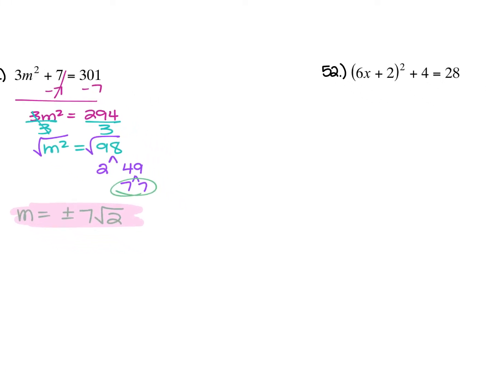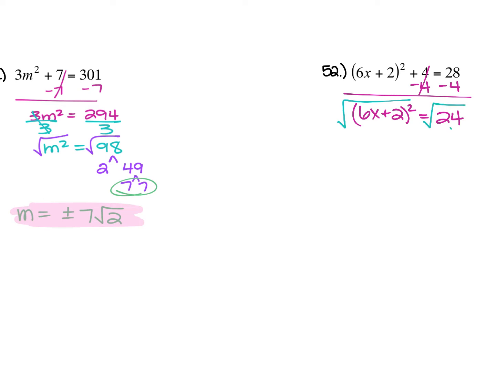For 52, you have 6x plus 2 squared minus 4 is equal to 28. Start this one by subtracting the 4 from each side. You have 6x plus 2 squared is equal to 24. From here, take the square root of both sides.